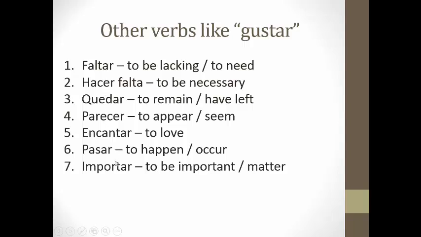That means they need an indirect object pronoun in front of them. And you're going to decide whether to use the he, she form or the they form. So here, on number 1, if I said, I'm lacking a spoon, I need a spoon, you have to say, me falta una cuchara.